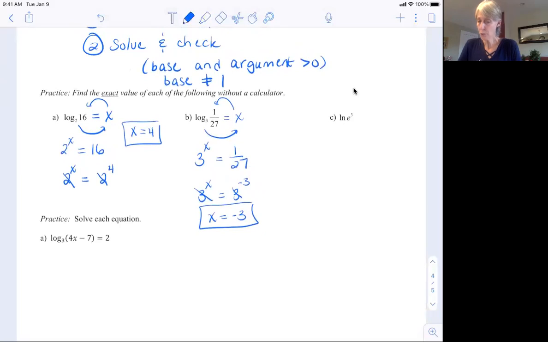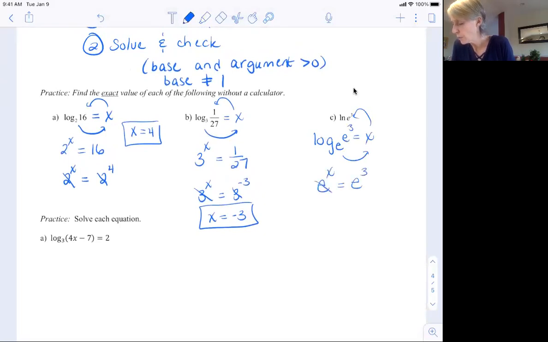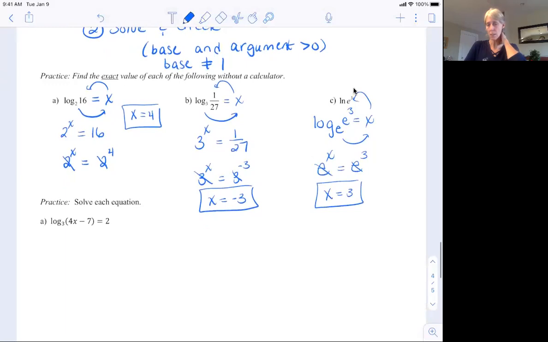ln of e cubed. So ln, I'm going to rewrite as log base e of e cubed. Now I rewrite this: e to the x equals e cubed. So x equals 3. Okay. So there's some real easy ones that we see.